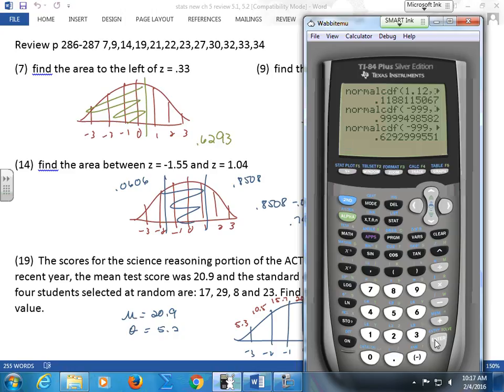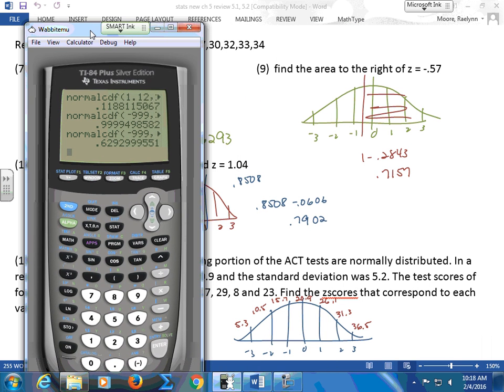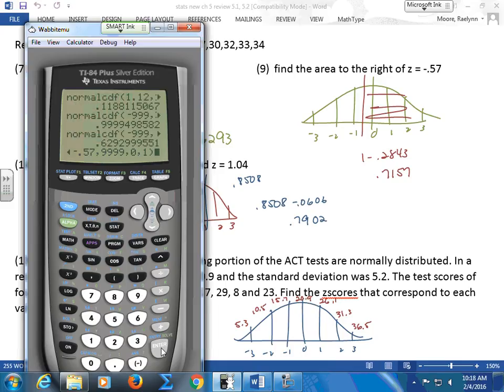The one I like is the in-between, because that has a lot more to do. To the right, also, if you're doing to the right of this, let's do to the right. If you're doing area to the right, it takes care of it because you set where your limit is. Your lower boundary is now that z-score. And I have no problem with you using your calculator or your table. It does the 1 minus for you.